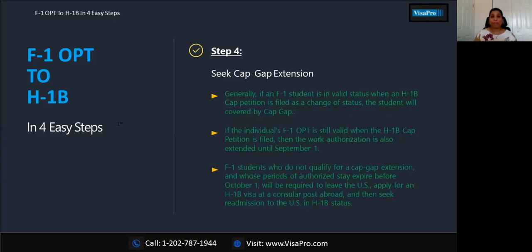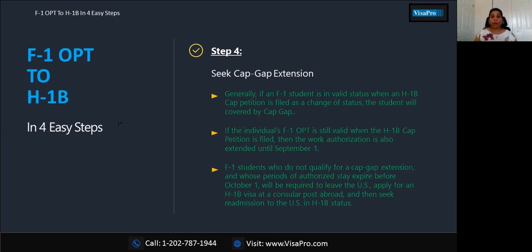Step 4, seek your CAP gap extension. Current regulations allow certain students with a pending or approved H-1B petition to remain in F1 status in the US during the period of time between the expiration of their F1 status and October 1st. Generally, if an F1 student is in valid status when an H-1B Cap petition is filed as a change of status, the student will be covered by CAP gap. If the individual's F1 OPT is still valid when the H-1B Cap petition is filed, then the work authorization will also be extended until September 30th.